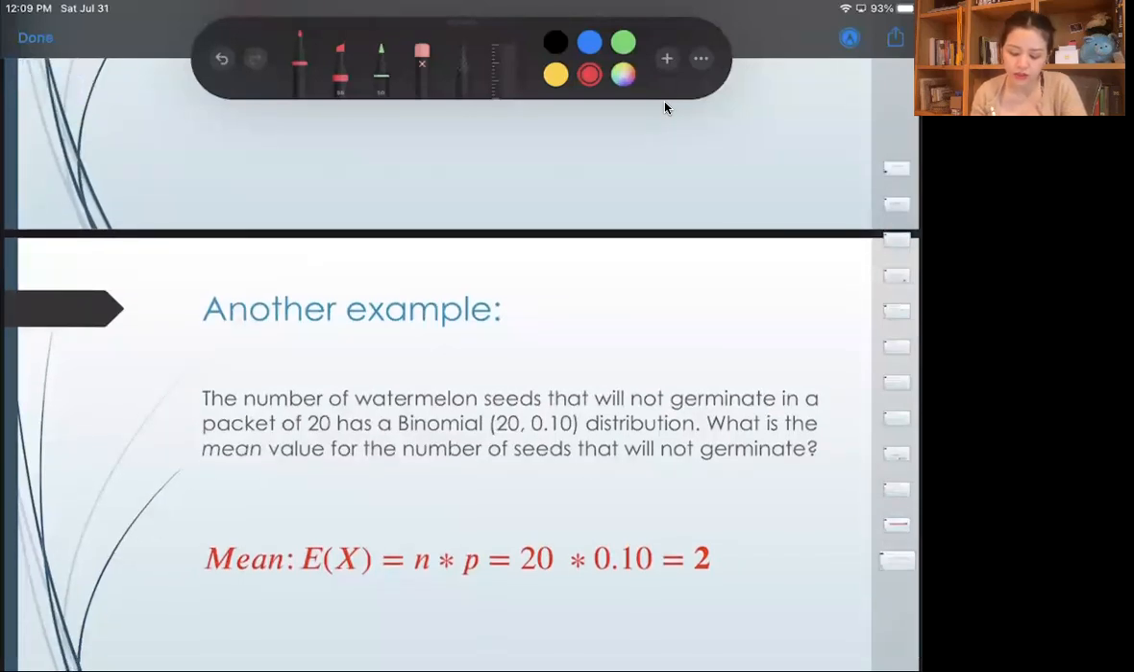So here is the formula for the mean value. The notation is E of x, the mean or expected value, equals n times p. N is the sample size, which is 20 here. P is the probability of success. All you have to do is take 20 times 10%, and you get 2. The expected number of seeds that will not germinate is 2 seeds.